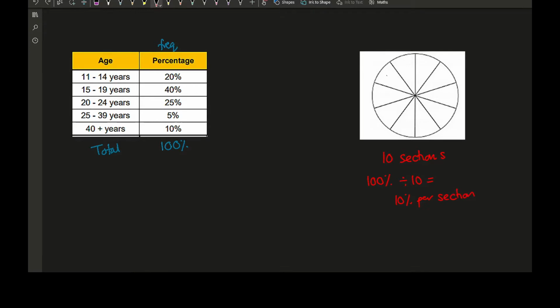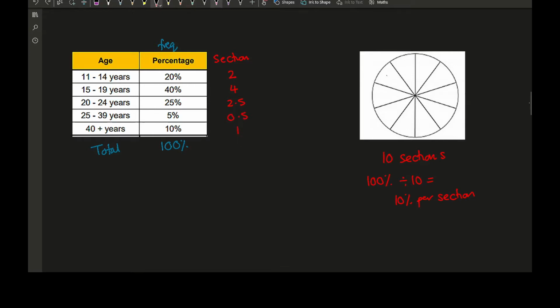So then in terms of the column here, I've got to see how many 10s go into 20, well that's going to be 2. How many 10s go into 40, that's going to be 4. How many 10s go into 25, that's going to be 2.5. How many 10s go into 5, that's going to be 0.5. And how many 10s go into 10, that's going to be 1.